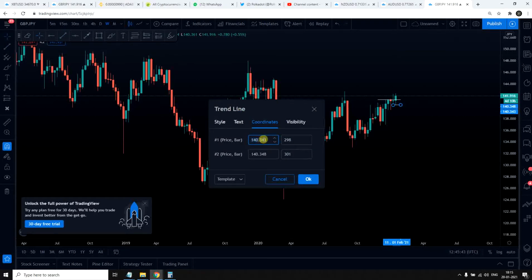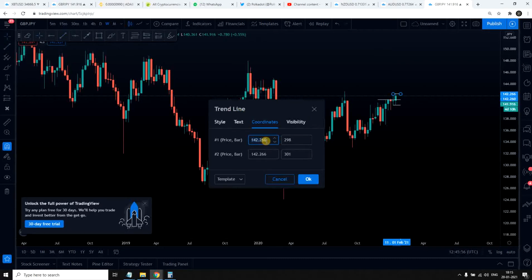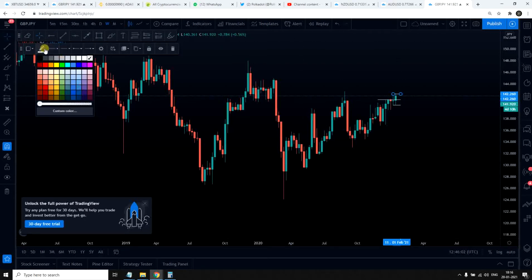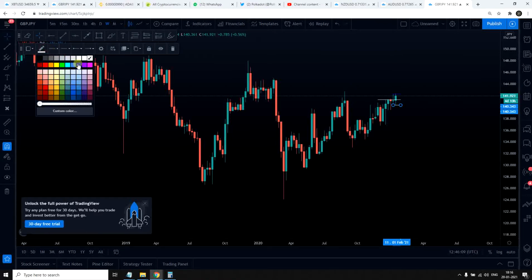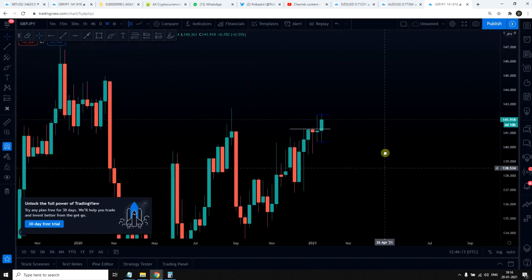Before that we have to draw our weekly key levels with the previous week candles. So I just took the trend line tool, took the bottom of the previous candle, and next I'm going to draw with the top of the previous candle's wick. That's it. Just change the color for your understanding so that you won't get confused between the monthly key levels and the weekly key levels. So we are done with the key levels.